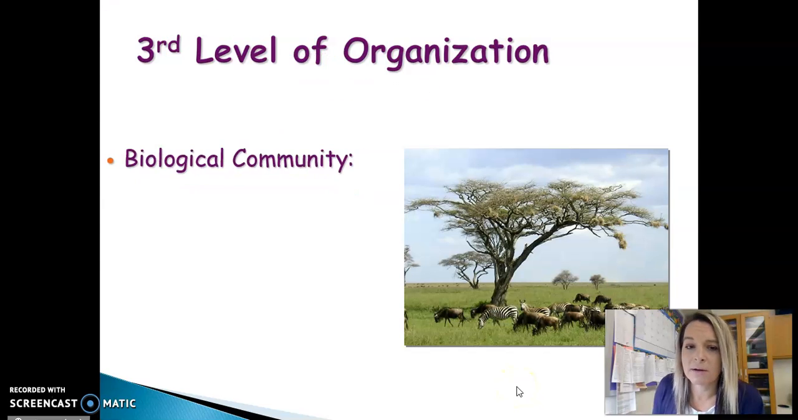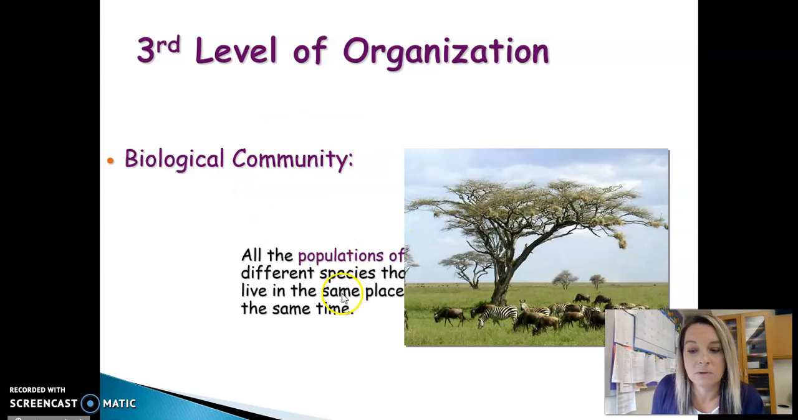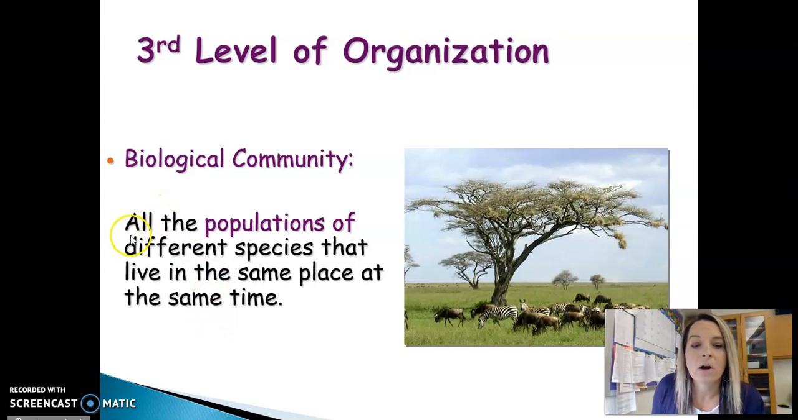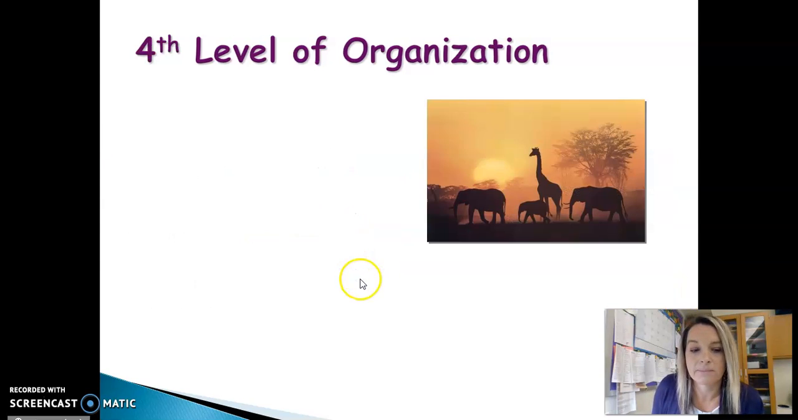The third level of organization is biological community, which we'll just call community. So organisms build populations, and then populations build these communities. Communities are built up of all the populations of different species that are living in the same place at the same time. So a community is all the zebras, all the wildebeests, all the trees, all the grass, all the living things of the same type that are living together and successfully allowing each other to live together. That's a community.